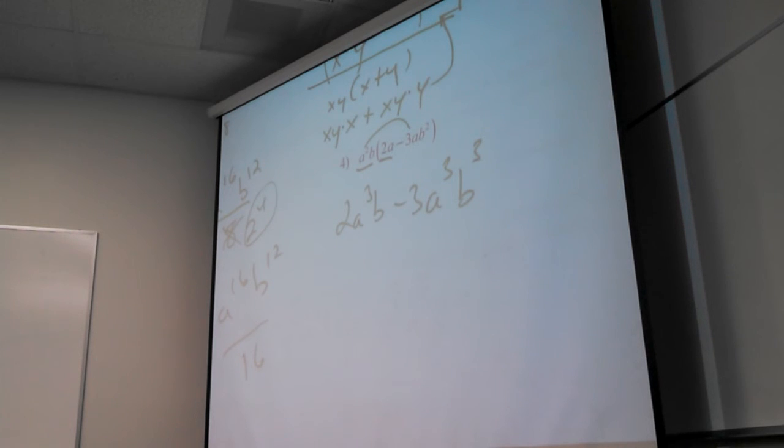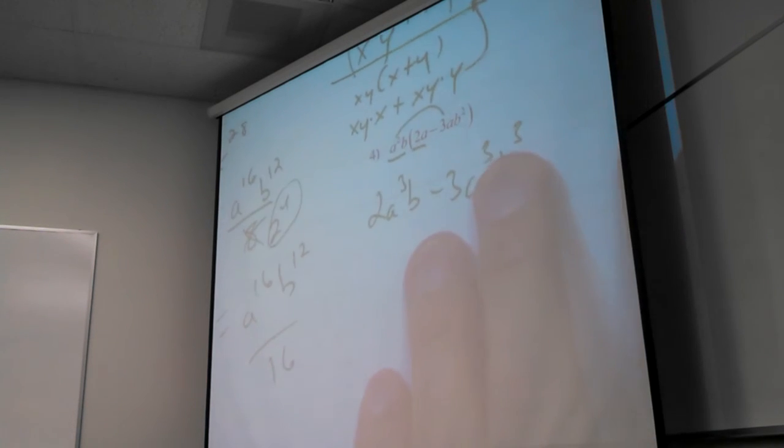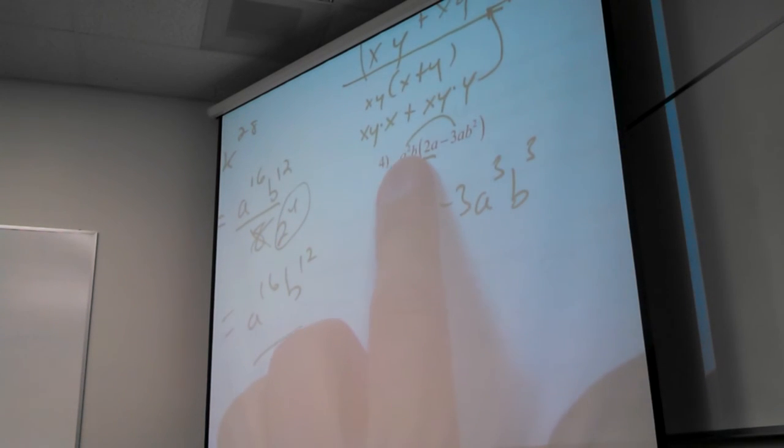And of course, those are not similar. They're not like terms, so I can't combine them. Maybe. So with the a squared b, you're not going to multiply with the 2a, or not? Yeah, we did. What's a squared b times 2a? It's 2a cubed b right there.